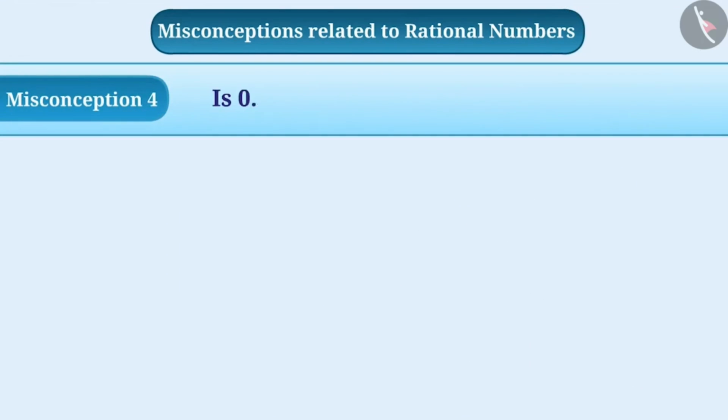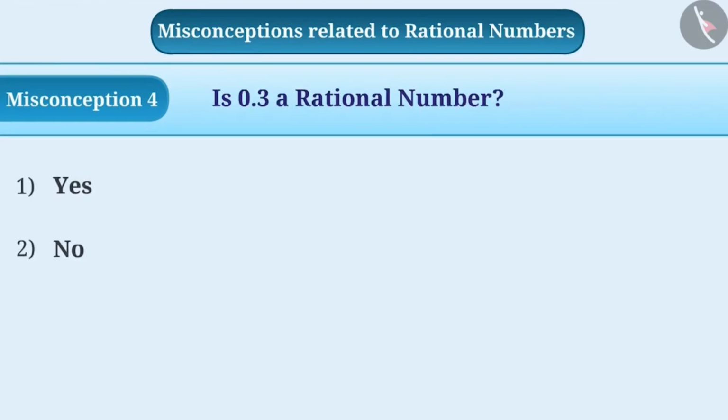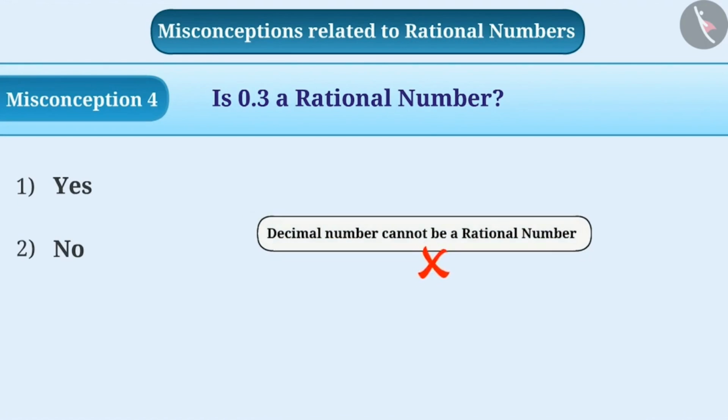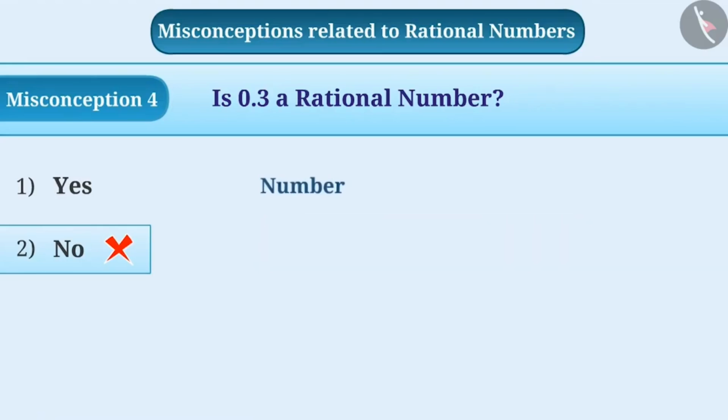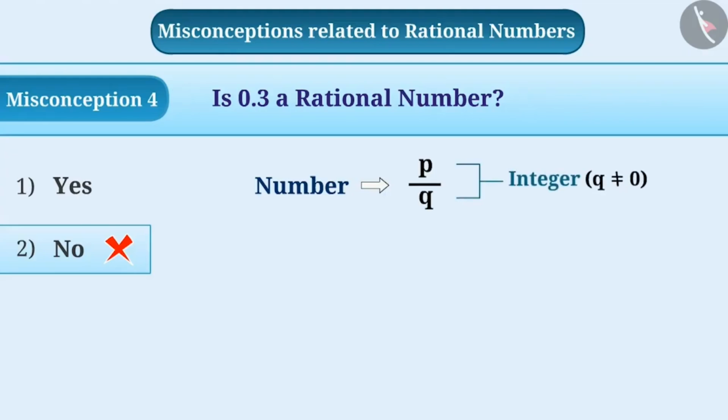Misconception 4. Is 0.3 a rational number? Many students have a misconception that a decimal number cannot be a rational number. This leads to incorrect answer, that is option 2. The correct understanding is that if we can represent any number as p by q, where both p and q are integers and q is not equal to 0, then it is a rational number.